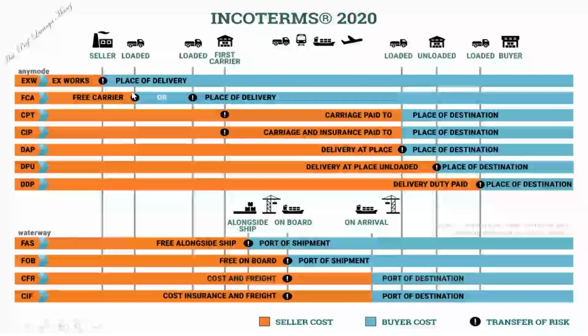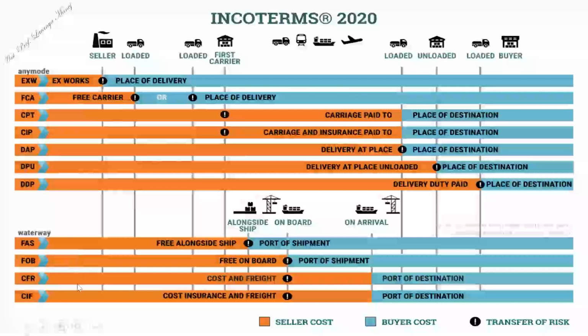This is applicable for any mode. EXW, Ex Works, FCA, free carrier, CPT, carriage paid to, CIP, carriage and insurance paid to, DAP, delivery at place, DPU, delivery at place unloaded, and DDP, delivery duty paid. Any mode of transportation you take, these are applicable.